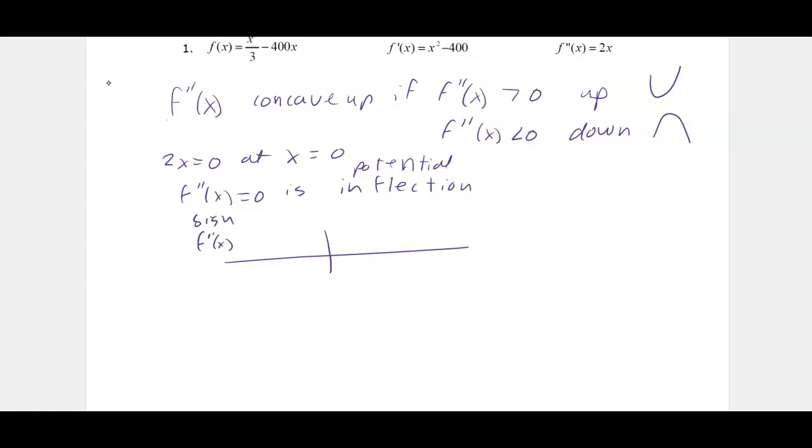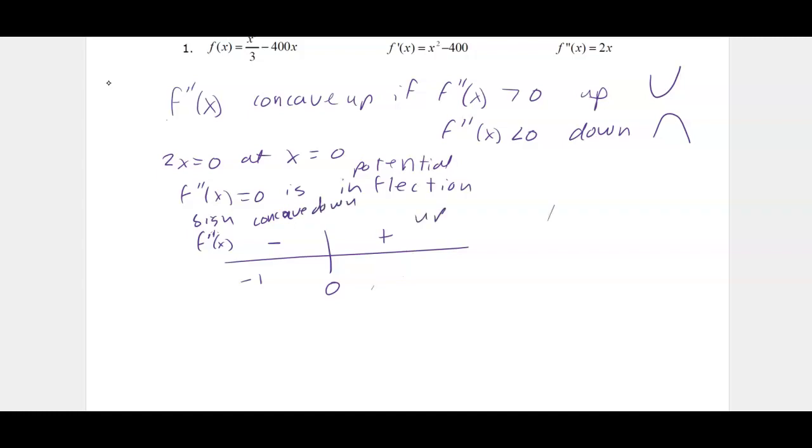And the 0 of the second derivative is at x equals 0. If I put in negative 1, f double prime, the second derivative, is negative. If I put in 1, the second derivative is positive. So here, because this is a second derivative sign chart, my function is concave down here and up here.